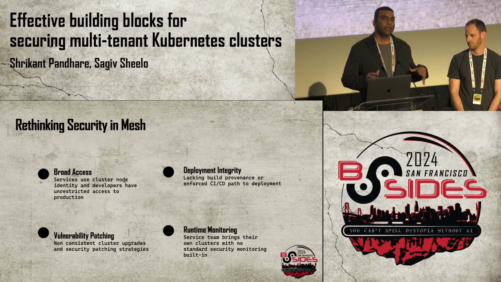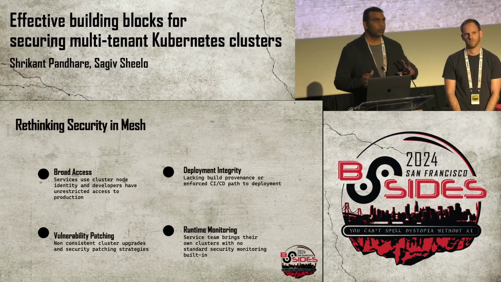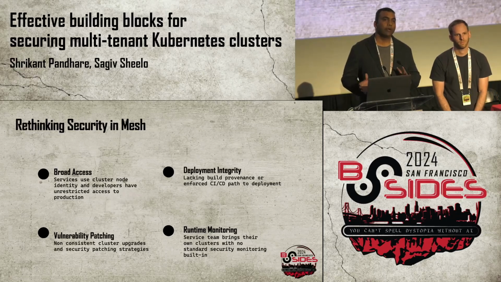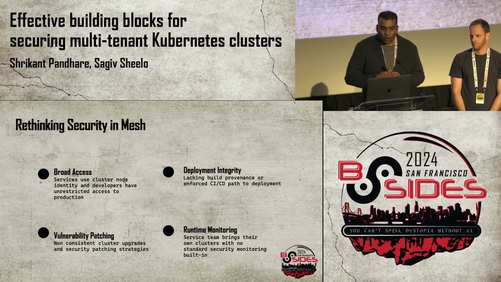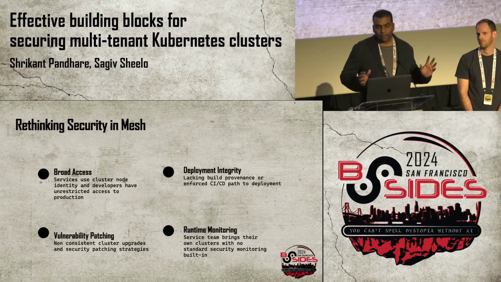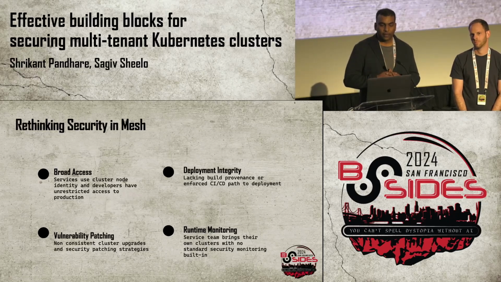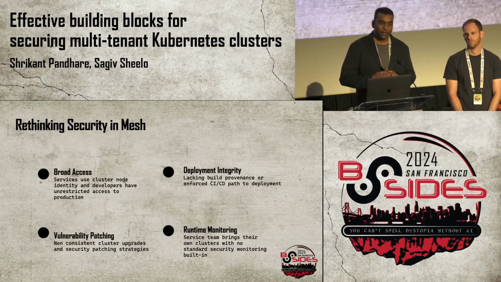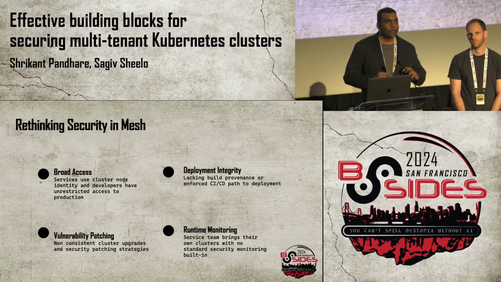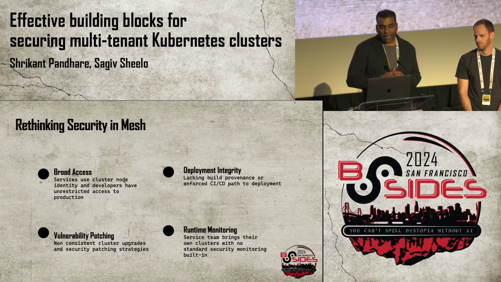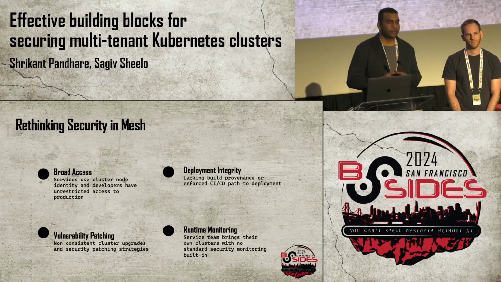And as we were rethinking the mesh, we also thought about what additional security controls we need to put into this platform. We had pretty broad IAM for our services. Operators had unrestricted access to production, and we wanted to minimize that as a security best practice. The deployments lacked provenance, and our production lacked integrity against unknown compromises.